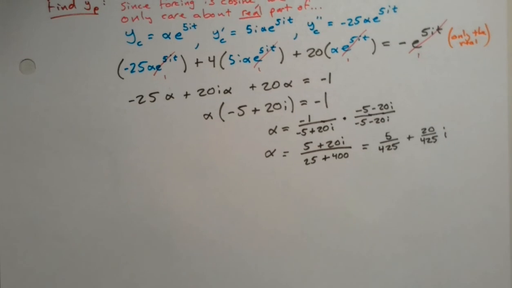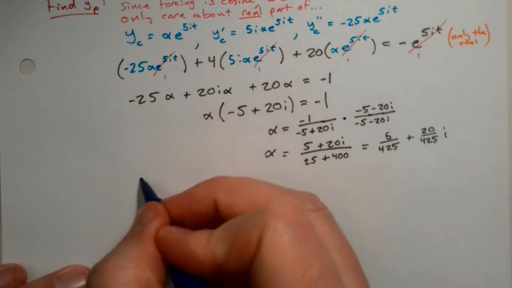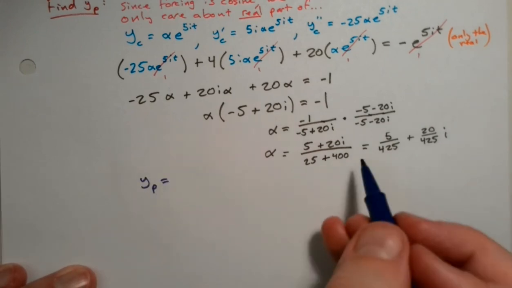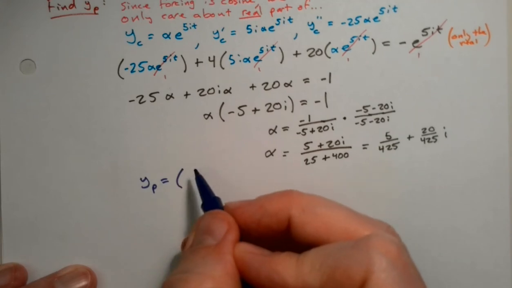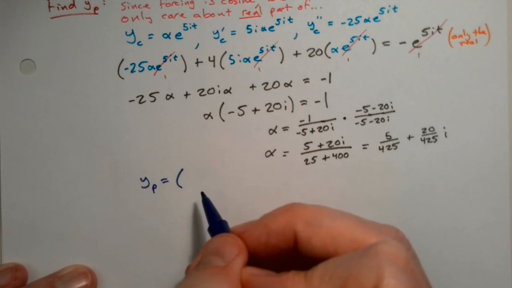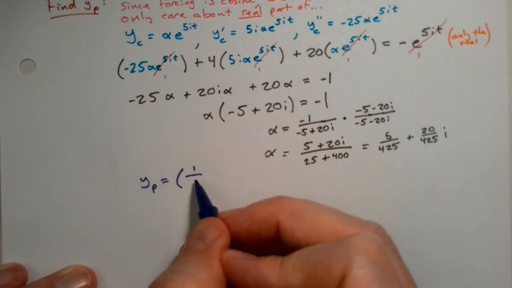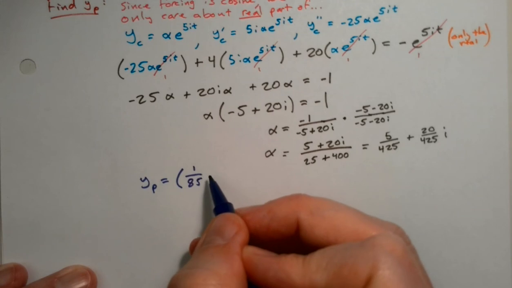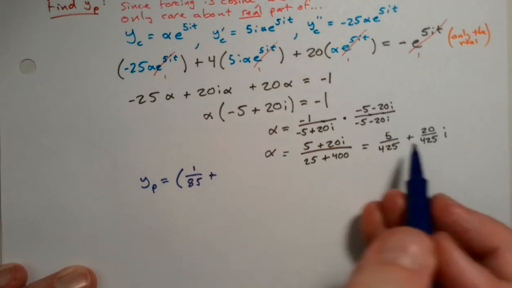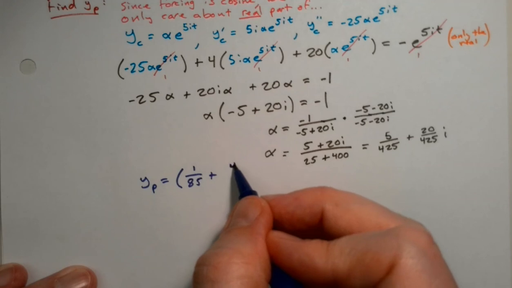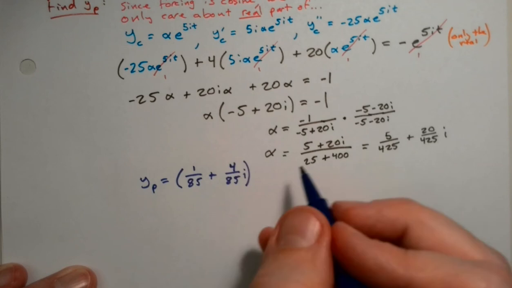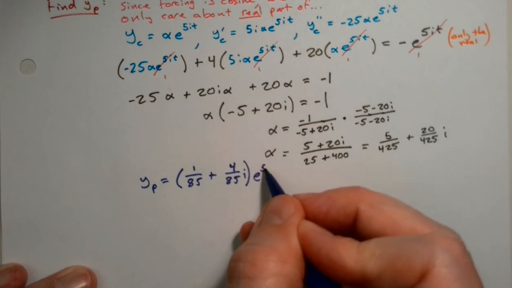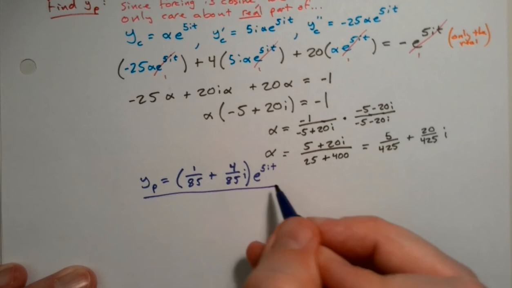So now what do we do? Well, we say, I know my particular solution. After all, this is going to be this thing right here, this alpha. 5 over 425 is going to be the same thing as 1 over 85. And 20 over 425 is going to be 4 over 85. And that's times i. And then it would be times e to the 5it. So there's my particular solution.